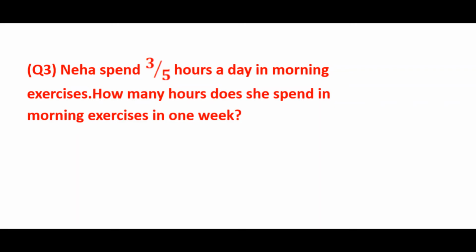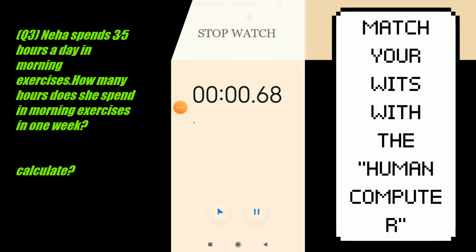Now you have the third question. Neha spends 3 by 5 hours a day in morning exercises. How many hours does she spend in morning exercises in 1 week? Now think, students, what will you do here? 3 by 5 hours a day she exercises regularly. In 1 week there are 7 days. So how many total hours will she do morning exercise? You have to calculate within 30 seconds. Your time starts now.